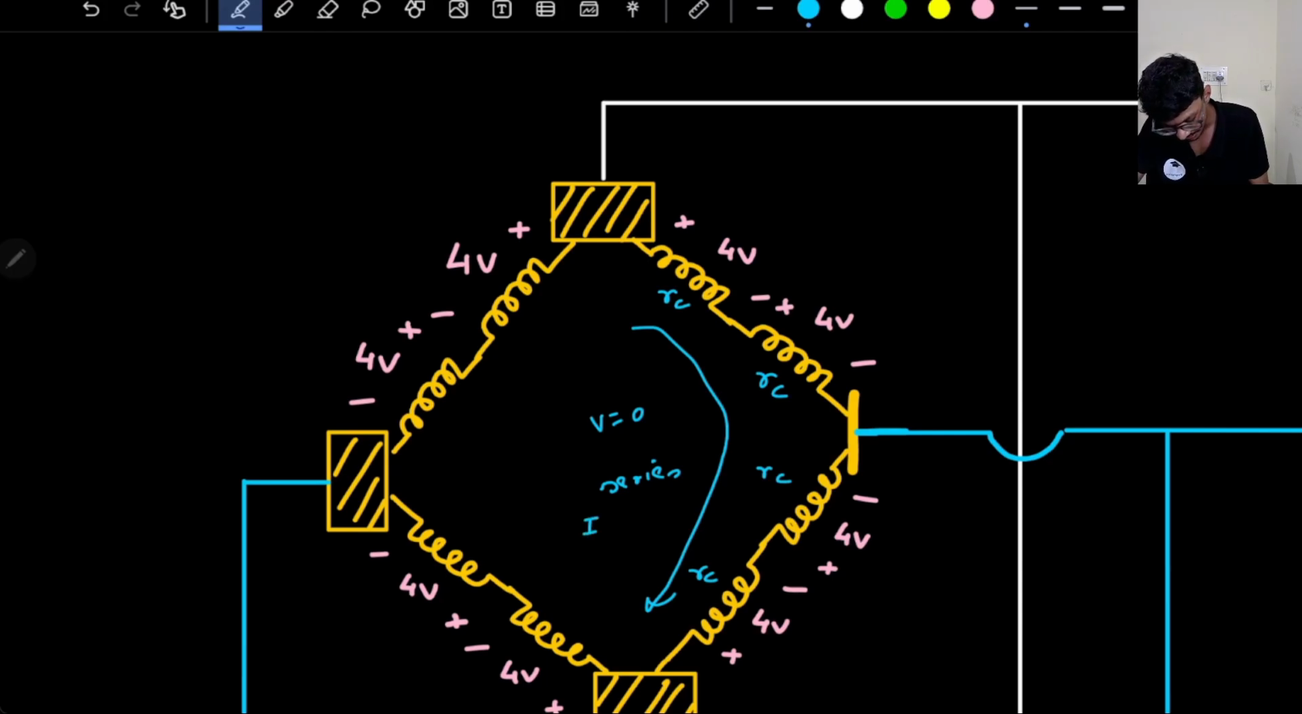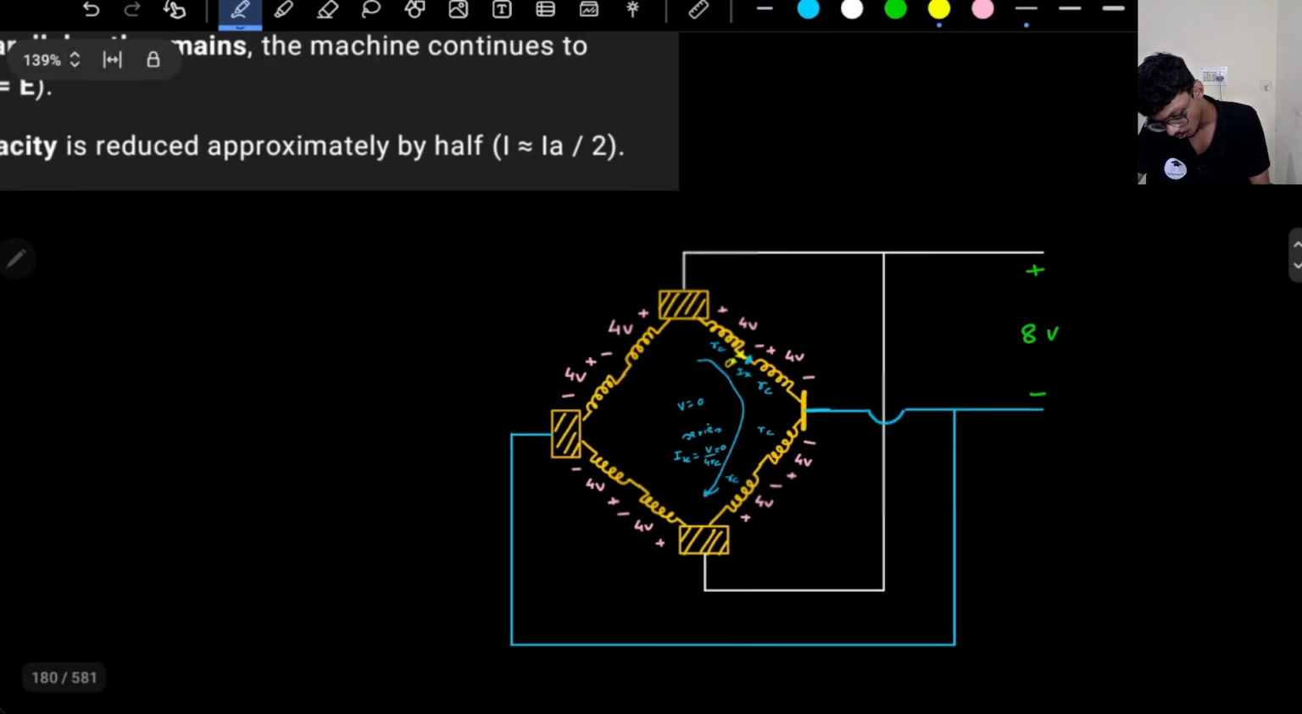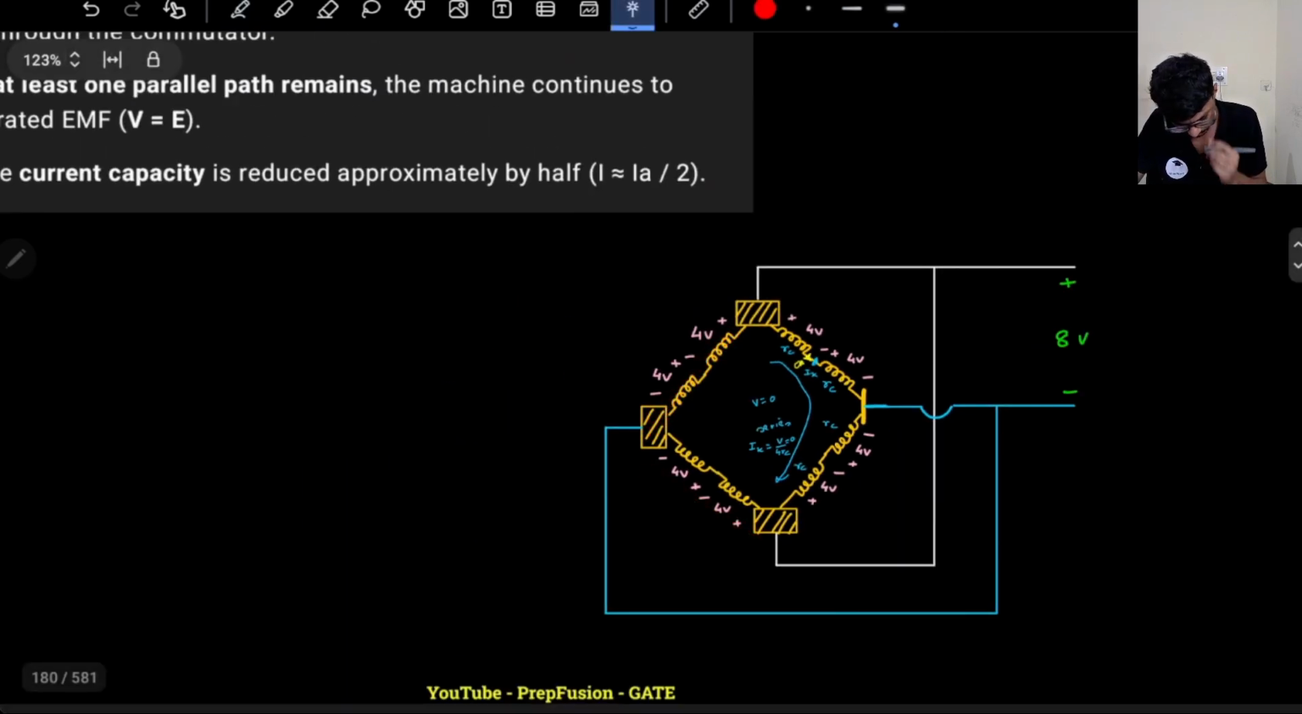So what will be the current here? In this case, let me name this current IX. IX will be simply V by 4 RC, which is 0 because voltage is 0, right? So current through here will be 0. No current is flowing through here. All of the current will flow through here and here.